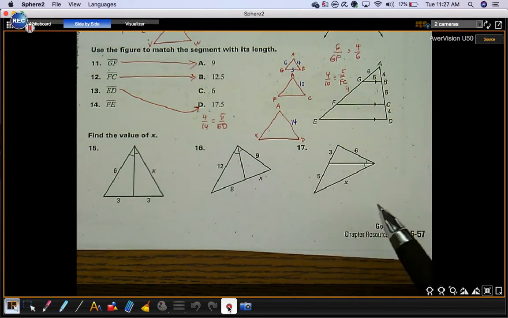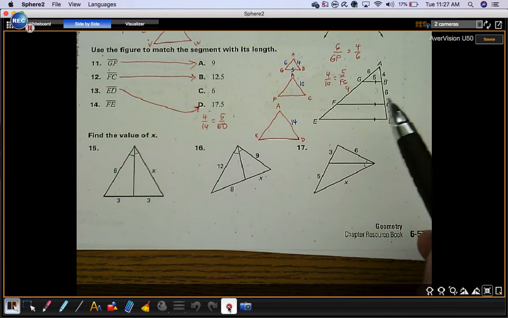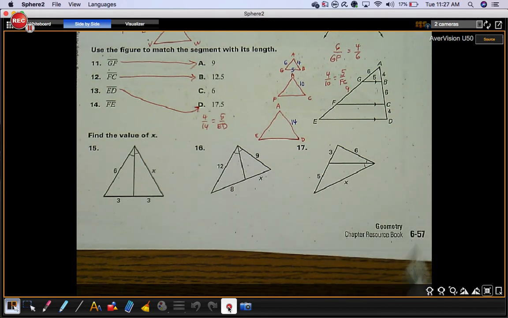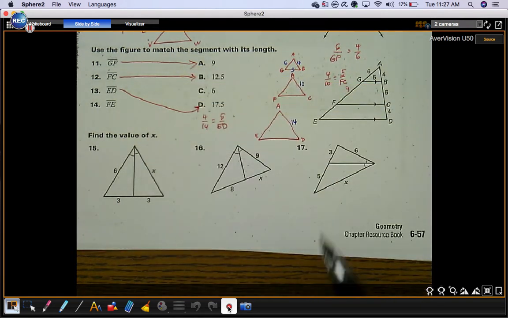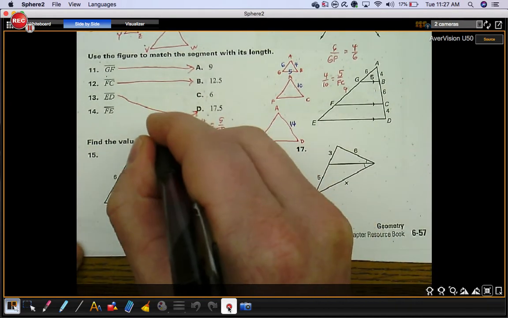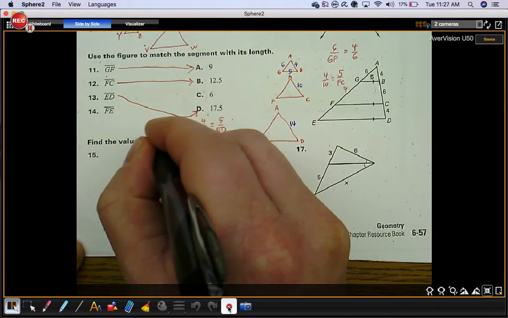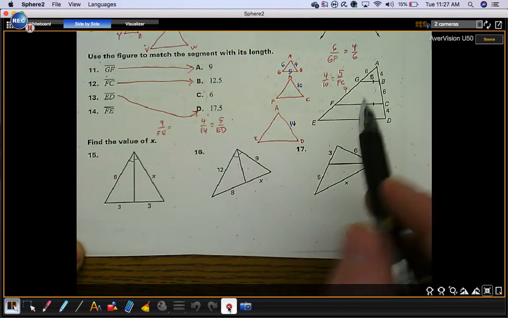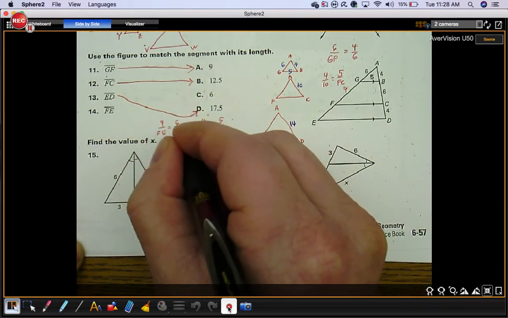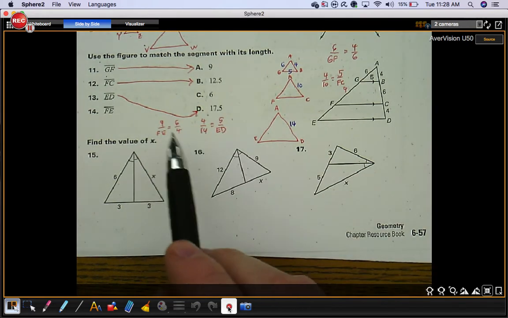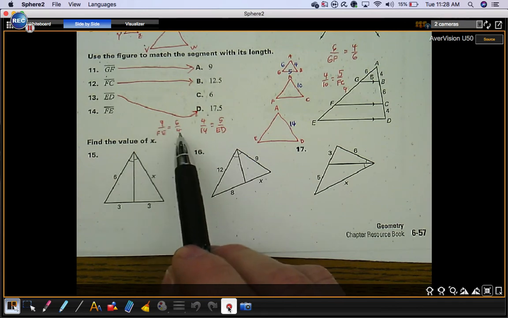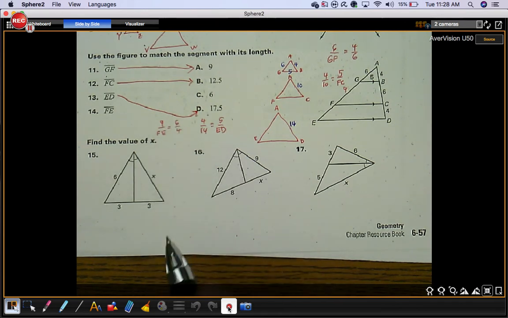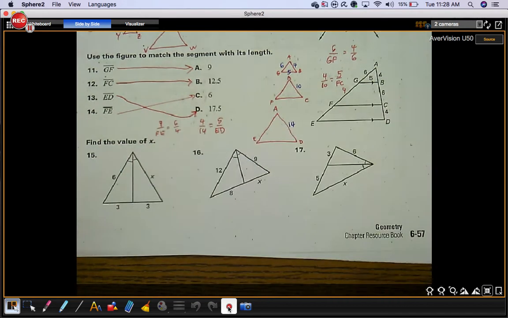Well, what's this guy? Well, we can do this to this equals this to this. That's your theorem 6.6 with the 3 parallel lines. So we'll do that one over here. 9 to segment FE, that length, that's the same thing as 6 to 4. And then we're going to cross multiply. 9 times 4 gives you 36. 36 divided by 6 gives you 6.